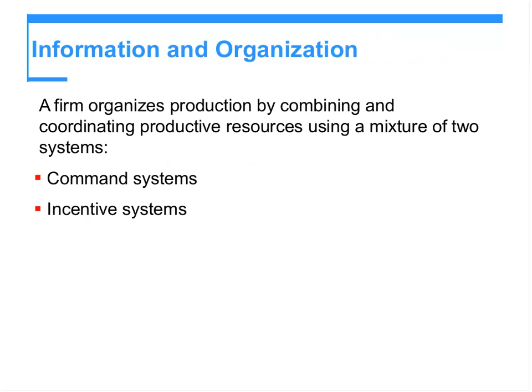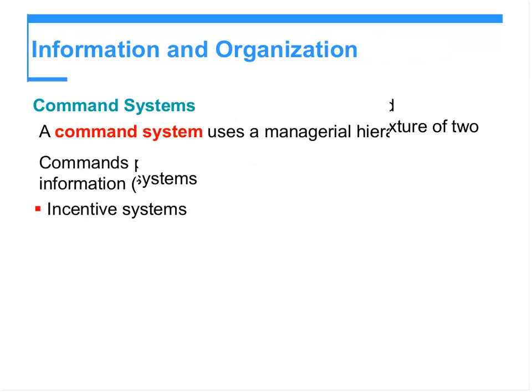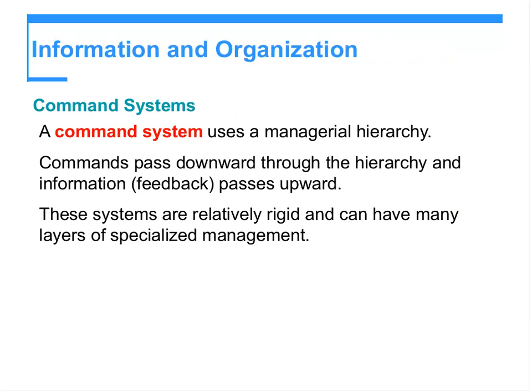So let's talk about information and organization. A firm organizes production by combining and coordinating productive resources using a mixture of two systems. We have either a command system or an incentive system. Let's talk about that. A command system uses a managerial hierarchy. Commands pass downward through the hierarchy and information feedback passes upward. Command systems are relatively rigid and can have many layers of specialized management. This is a very typical system, the command system. As you can see, top management, lower management, and the feedback comes from lower management to the top management.